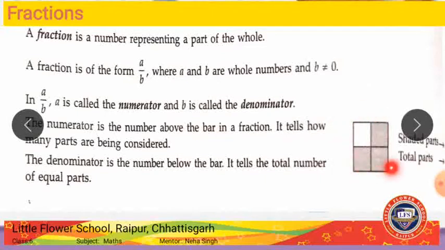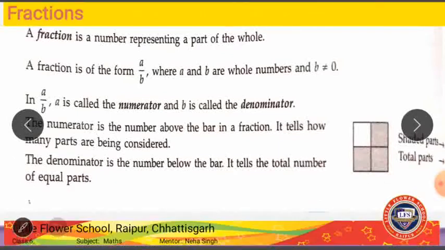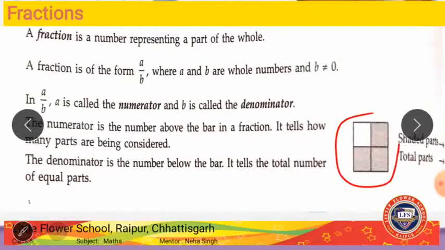Like here we have, what is a whole? Whole is divided into how many parts? 1, 2, 3, 4 parts. How many parts are colored? 3. So if we need to find the fraction of colored part, the fraction of colored part will be 3 by 4.